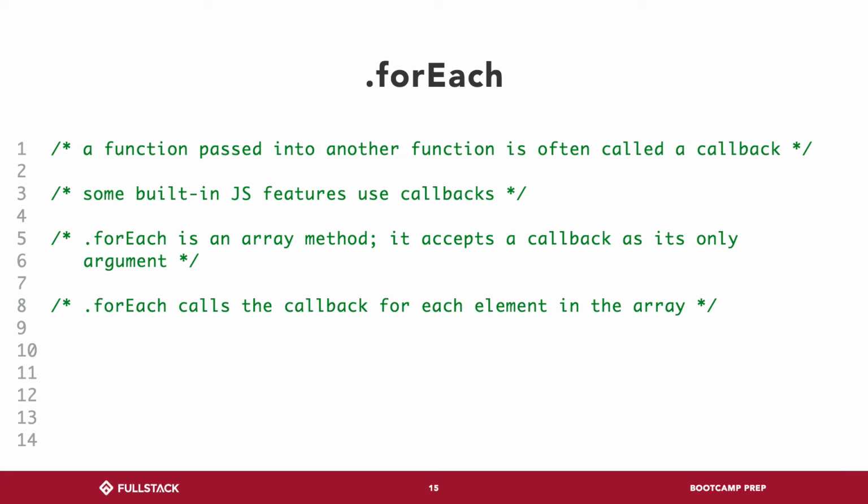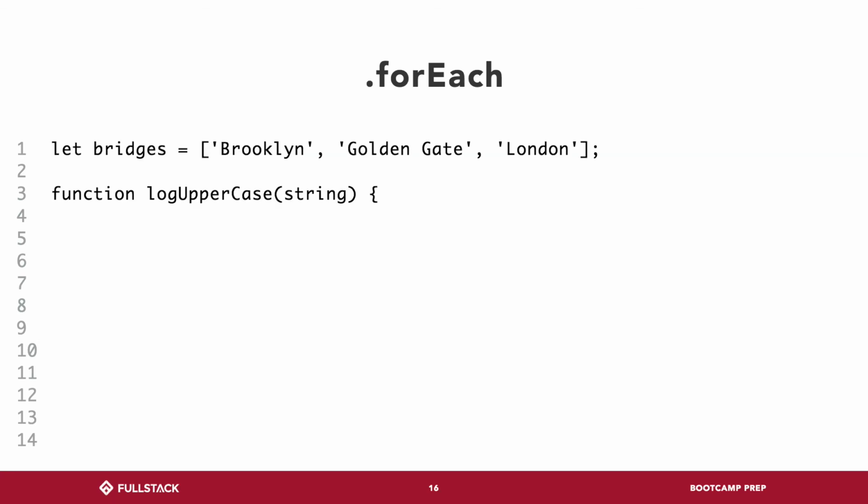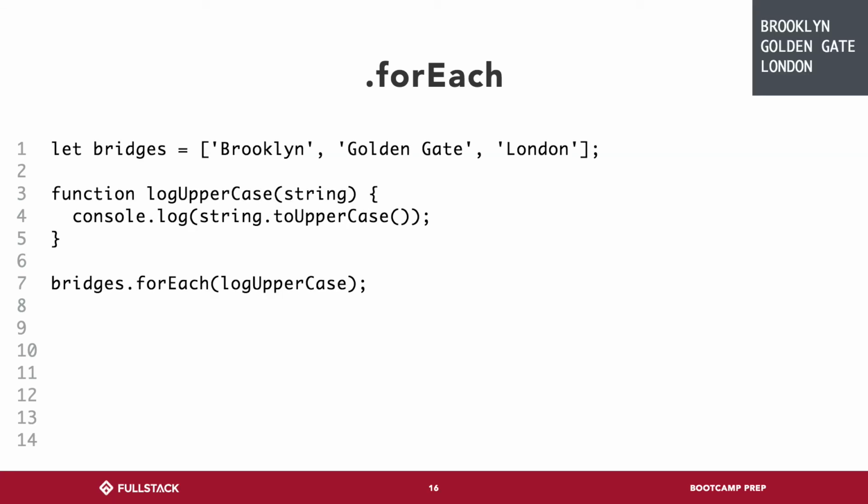So, as you can see here, forEach is an array method. It accepts a callback as its only argument. forEach calls the callback for each element in the array. So it's like these are shortcut things. These are things that you can do with just a for loop. You don't need to use forEach, but it's a shortcut. forEach calls the callback, it passes the current element as the first argument of the callback. We'll do an example. All this is meaningless without an example.